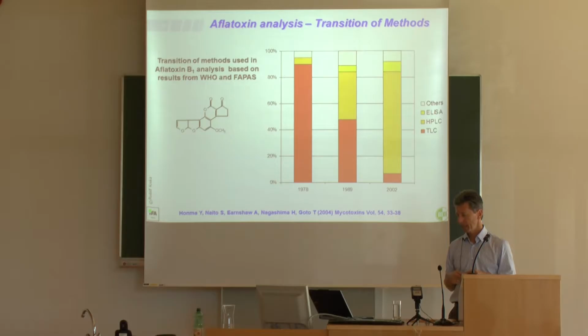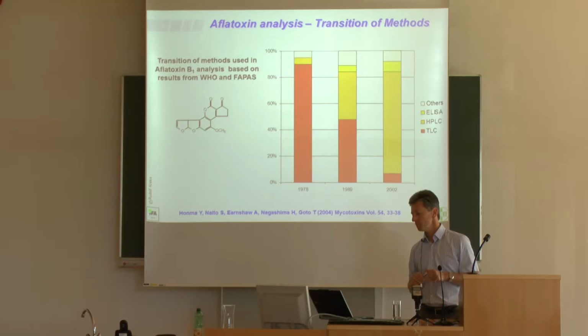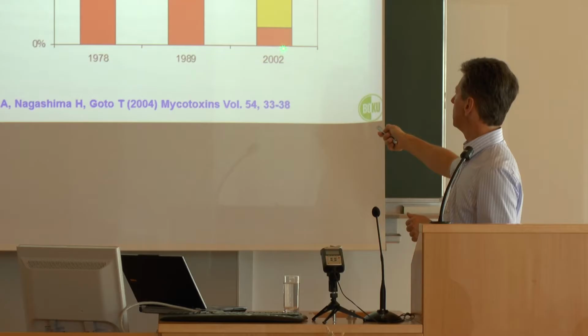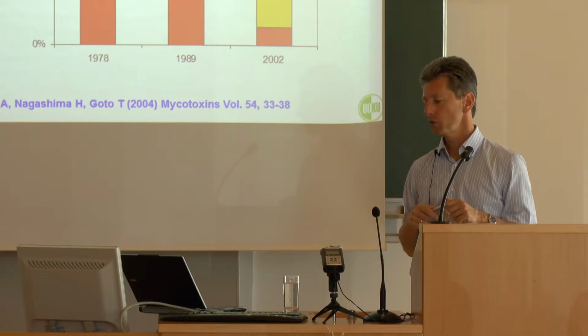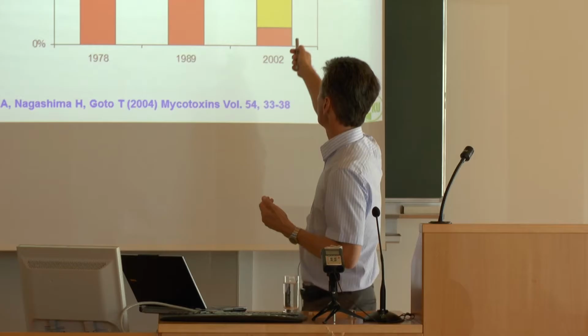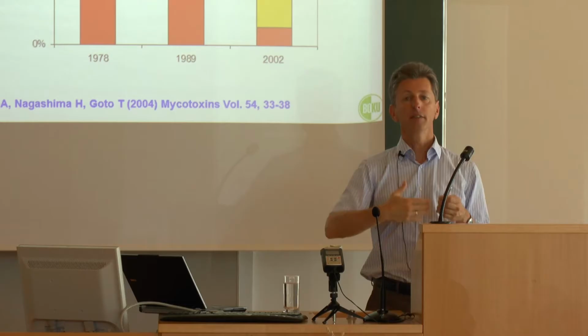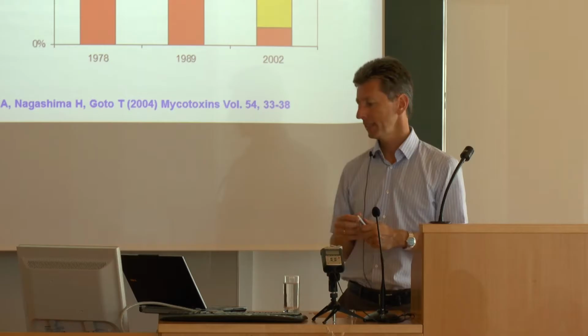And in 1978, you had actually a predominance of TLC methods in red, a couple of HPLC methods in yellow, and some other methods. Around 1990, there were already as many HPLC methods around as TLC-based methods, and now TLC methods, I would say, are almost entirely restricted to developing countries, to some field laboratories, and there's a majority of HPLC methods. These HPLC methods, also with a percentage of ELISA methods, are used also in combination or in coupling not only with UV-based detection methods, but also with mass spectrometry.